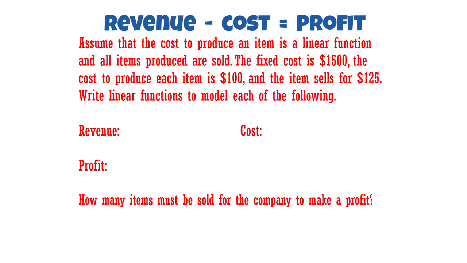And then the cost to produce each item is $100. So if I'm making a pair of shoes or something, it's going to cost me $100 to make that pair of shoes. And then I'm going to turn around and I'm going to sell it for $125.